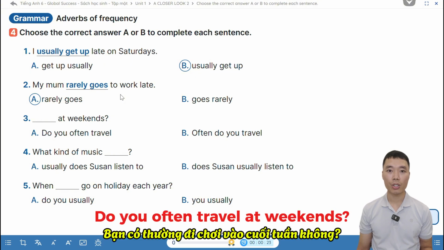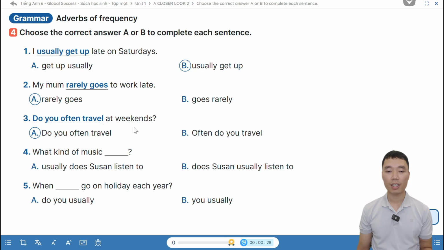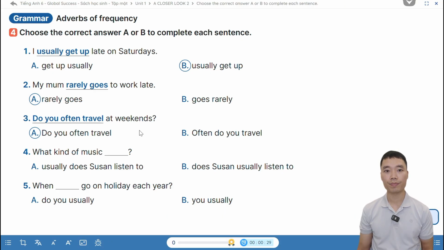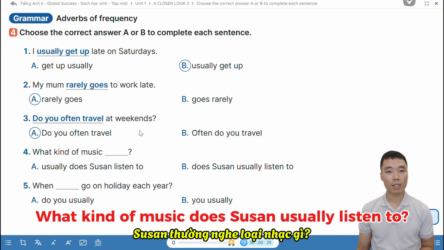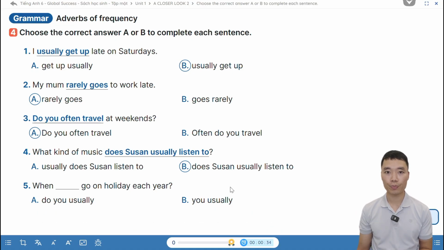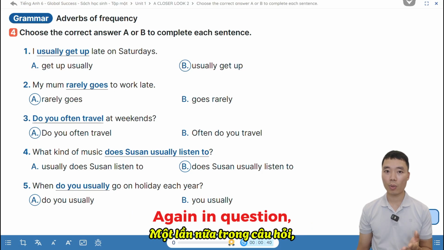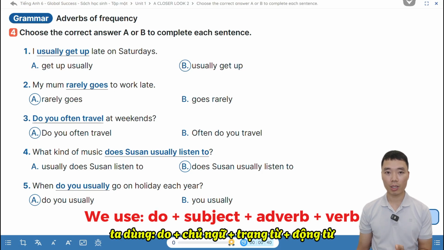Number 3. Do you often travel at weekends? In questions, the adverb often goes after do or does. Number 4. What kind of music does Susan usually listen to? Number 5. When do you usually go on holiday each year? Again, in questions, we use do plus subject plus adverb plus verb.